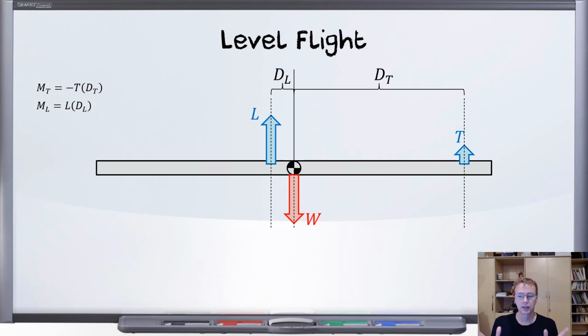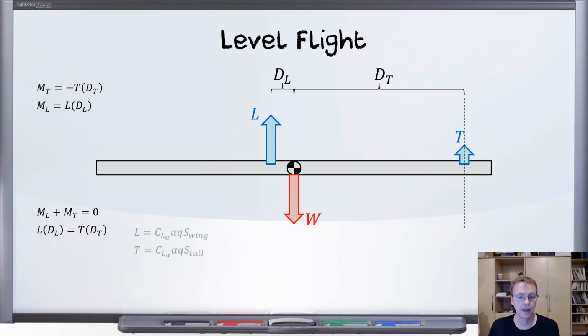To begin with, let's talk about what's going on in level flight. In level flight, there's no rotation happening. There's no rotational acceleration happening. And that means no net torque, zero net moment. So that means if we add the moments together, all the moments acting on the aircraft should sum to zero, because that's how you achieve zero rotational acceleration. So we'll just plug in what those are, and I've gone ahead and put the t on the opposite side, remembering that minus sign. So this is what we get.